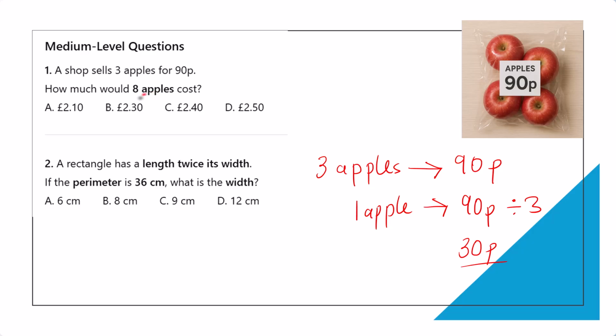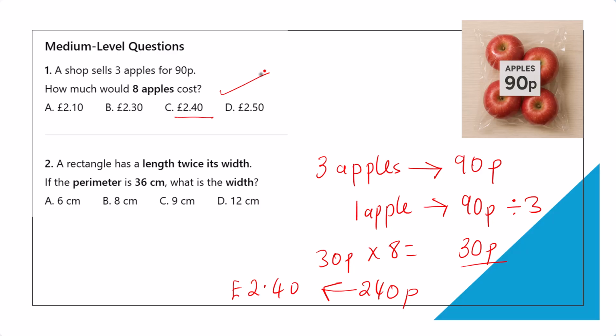To work out how much 8 apples are going to cost, you're going to do 30p and you're going to times that by 8. Okay. Now, when you do 8 times by 3, that is 24. And then you do 8 times by 0, that's going to be 0. So this is going to be 240p. 240p can be written as £2.40. So your answer is going to be C. If you got that, give yourself the first tick.